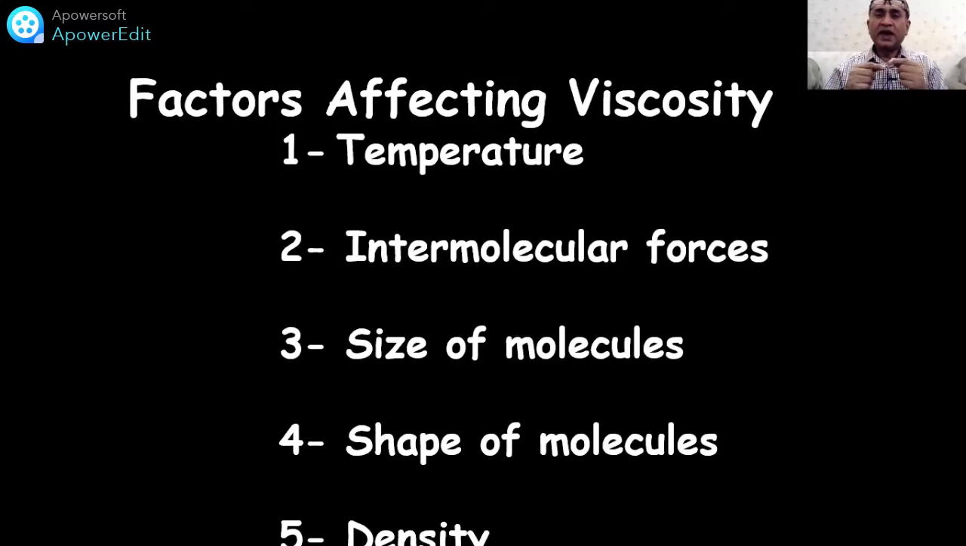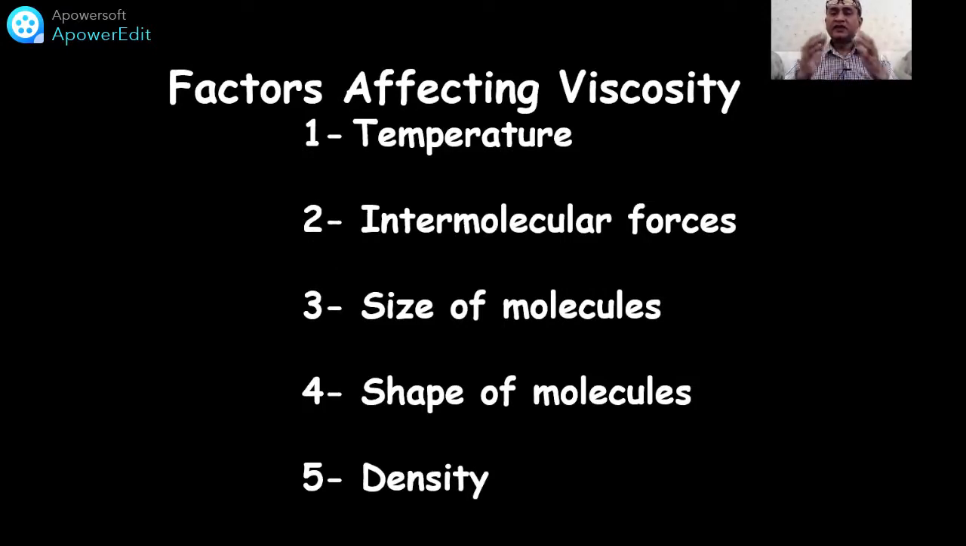Why is this so? Because by increasing the temperature, the molecules of the liquid will have more energy. And when they have more energy, they can go here and there quite easily. It means the viscosity decreases. Okay? Number two, another factor is intermolecular forces. As I told you, if the forces are greater, viscosity would be greater. If the intermolecular forces are less, viscosity would be less, right? So if the bonding is strong, high viscosity. If the bonding is weak, less viscosity. Okay?